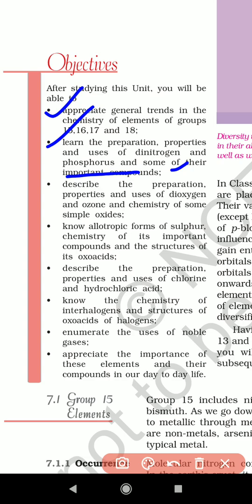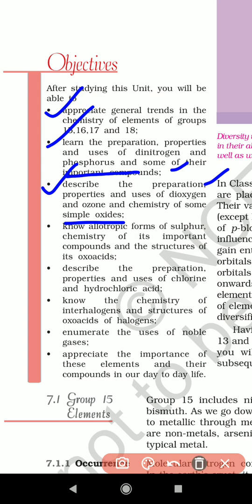Next one is to describe the preparation, properties and uses of dioxygen, ozone and the chemistry of some simple oxides. So this also we are going to study. What oxides are present, how to prepare these oxides, and their properties and uses we are going to study.